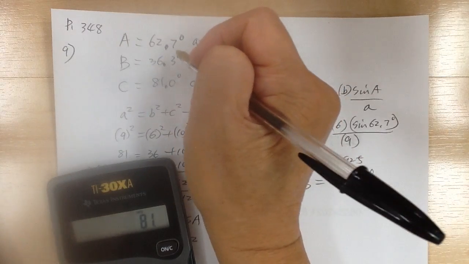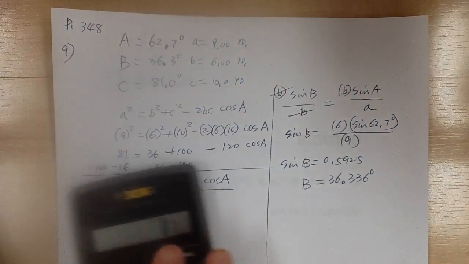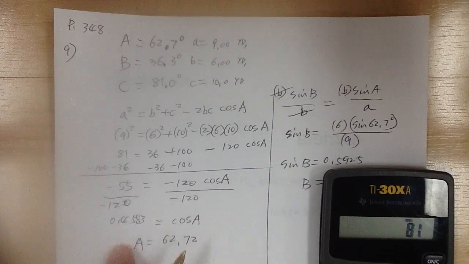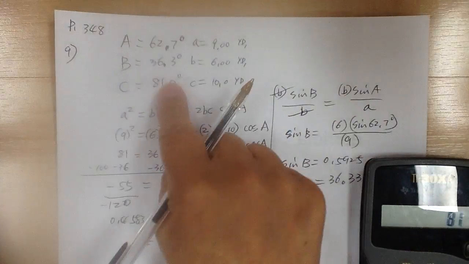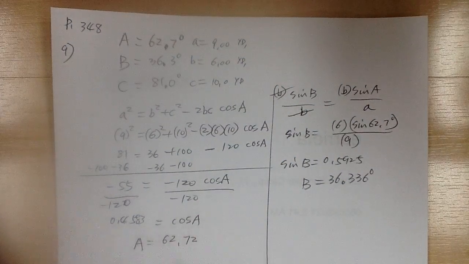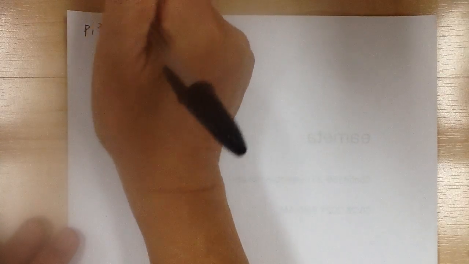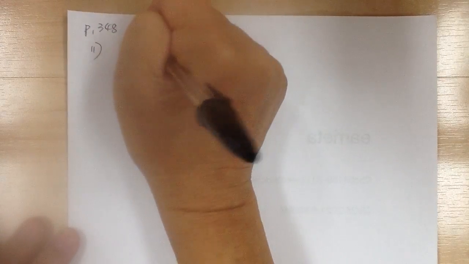But depends on how you round it off. So the answer may be off slightly, but that's okay. As long as you're fairly close, then that's okay. Okay, so you can get your A, B, C.